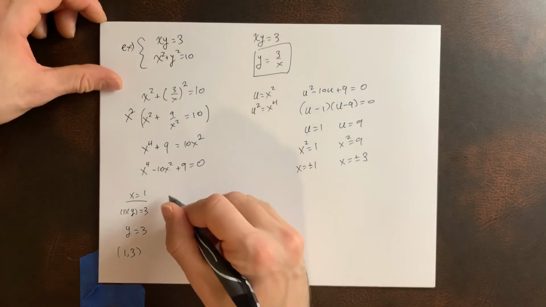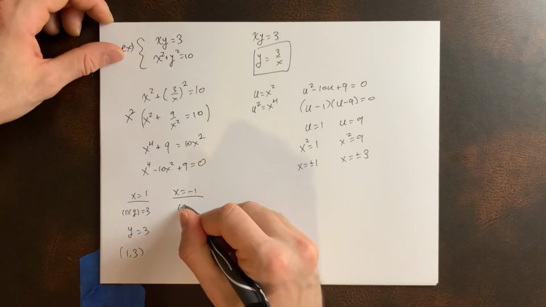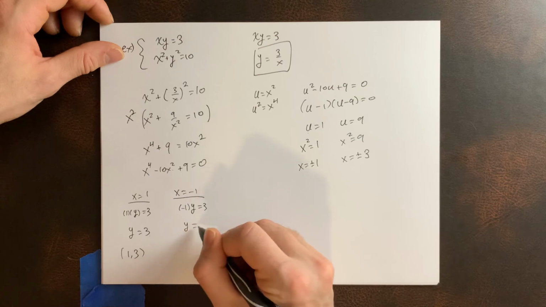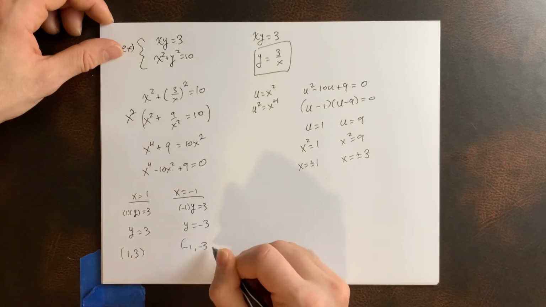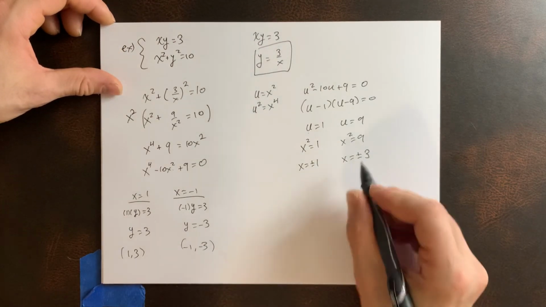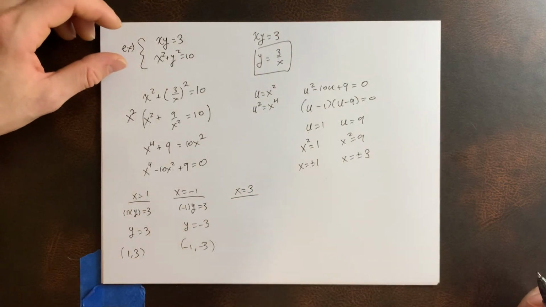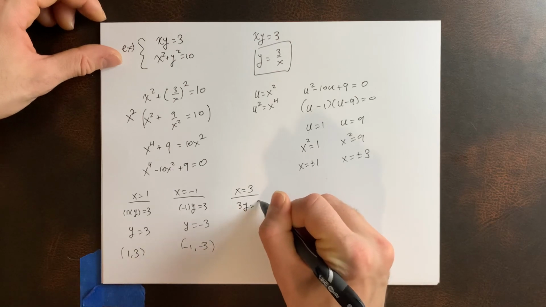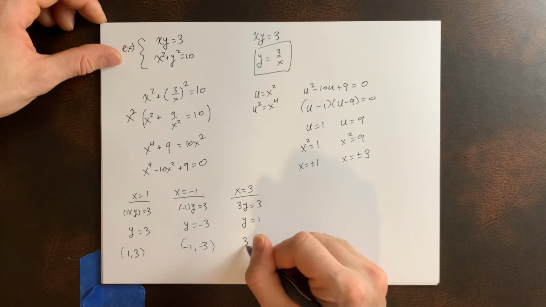Okay, now let's move on to x equals minus 1. Do the same thing. We're going to have minus 1 times y is equal to 3. Divide the minus 1 over, we get y is equal to minus 3. So we have the point minus 1, minus 3. All right, let's do the next one. x is 3. So same thing, we're going to have 3 times y equal to 3. Well, that just means y is equal to 1. Dividing the 3 over, so we have the point 3 comma 1.